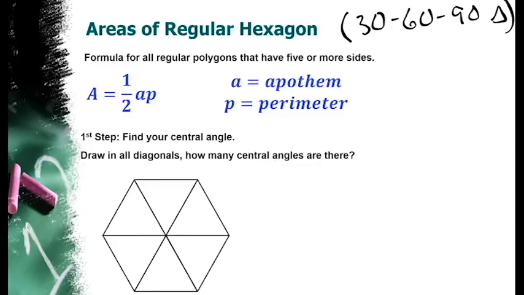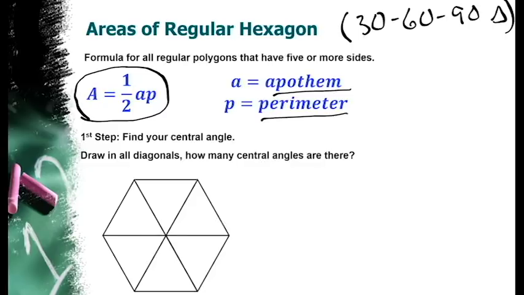So our formula for a regular hexagon, and really any polygon that has 5 sides or more to it, is this formula right here, which looks kind of like 1/2 base times height, but it's a little bit different. It's 1/2 the apothem times the perimeter. So two things that we need to find here is we need to find the apothem and the perimeter. But before we jump into one and try to find either the apothem or the perimeter, what we first need to do is we need to identify our central angles.